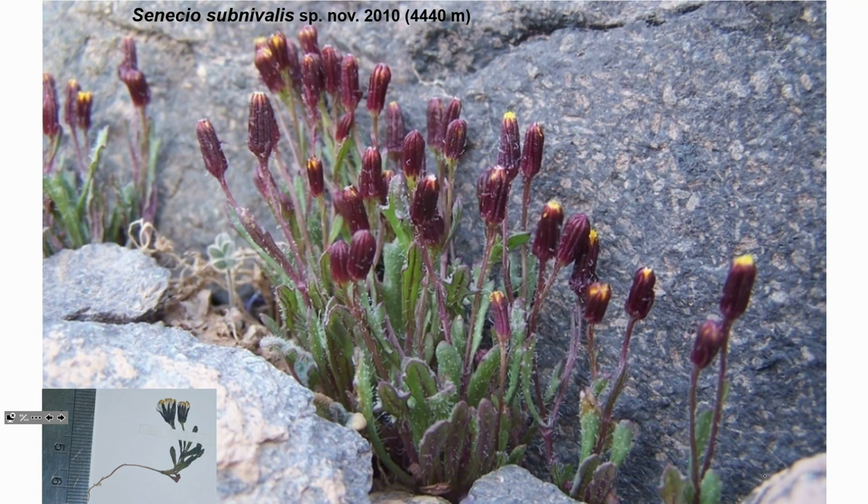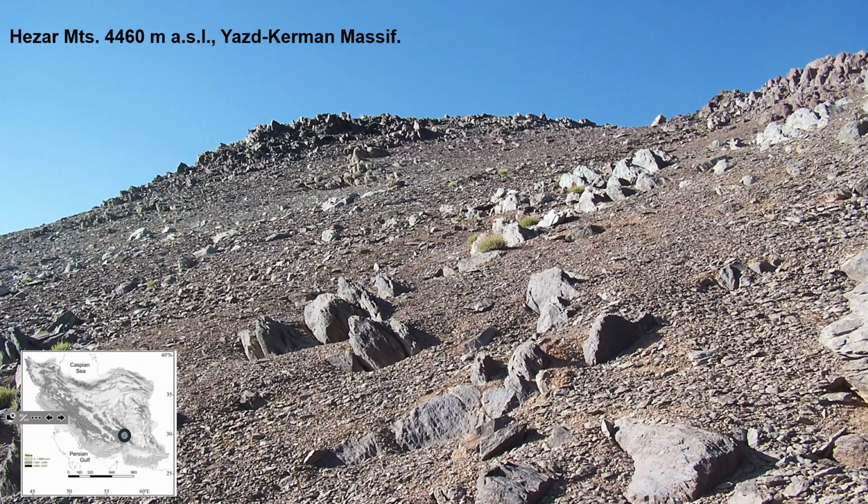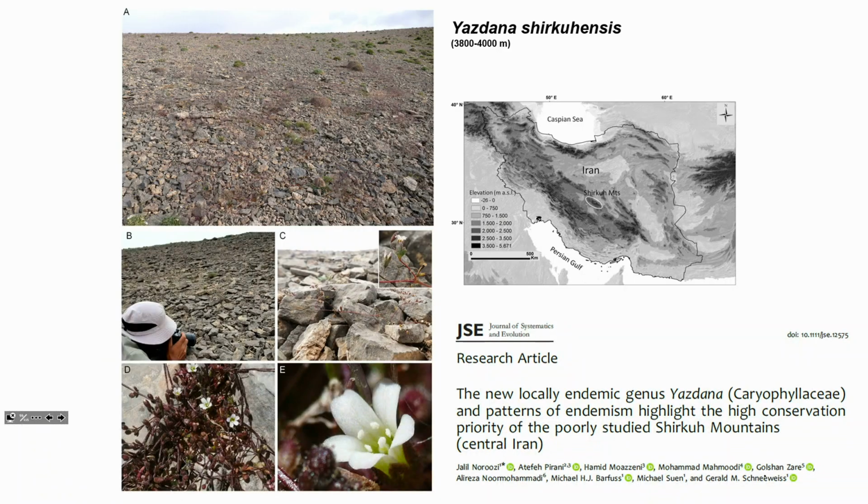And this species also, Senecio subnivalis, and it is an annual species, very small. Look here. I found it in 2010 as a new species in a mountain, South Iran, isolated, surrounded with desert, in this elevation. It is just below the summit. Very small, and it is alive for a very small time. Therefore, it has never been found before.